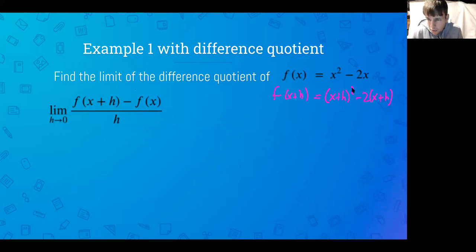So that's going to be, so squaring this, we get x squared plus 2xh plus h squared minus 2x minus 2h. So that's what f of x plus h is equal to. Obviously, this is our f of x. So let's start writing some things in there. 2xh plus h squared minus 2x minus 2h. Now we're subtracting f of x, so we're subtracting this whole thing.